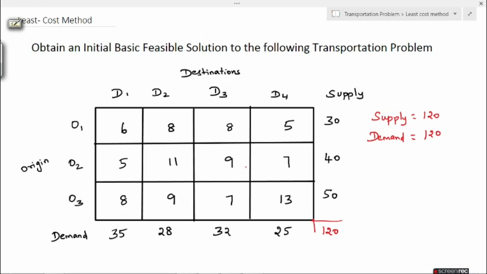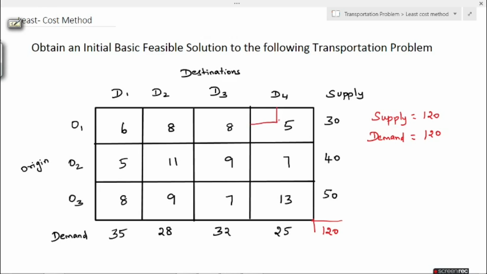Now first we have to consider the least value in the transportation problem. Here we have 6, 8, 8, 5 in the first row and 5, 11, 9, 7 in the second row, and in the third row 8, 9, 7, 13. So the least value is 5. We have two 5 values, one at origin 1 and another at origin 2, so you can choose any one. Suppose I select this 5, so our first allocation is here.